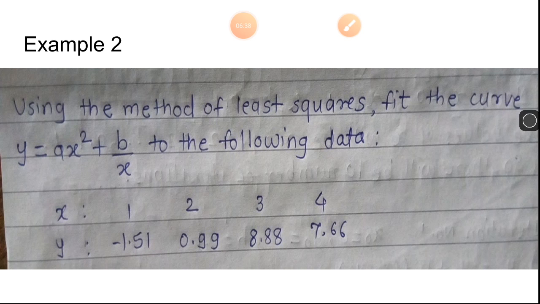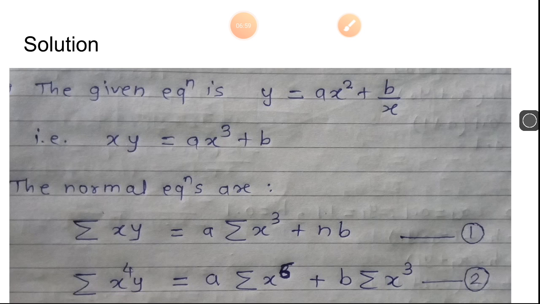and the given equation of curve is y equal to ax square plus b upon x. Y is function of x and the constants are a and b. We can see there are two constants, so there will be two normal equations corresponding to constant a and corresponding to constant b. Let us see.